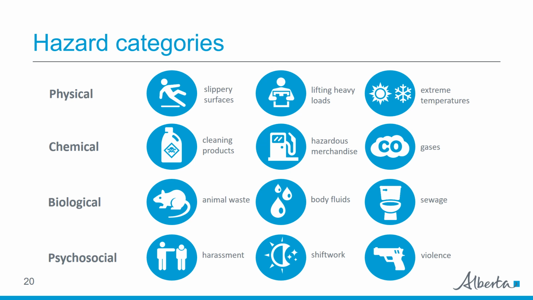Workplace hazards can also be grouped into 4 categories. Physical hazards, for example, slippery surfaces, lifting heavy loads, or extreme temperatures. Chemical hazards, for example, cleaning products, hazardous merchandise like diesel fuel, or gases like carbon monoxide. Biological hazards, for example, animal waste, bodily fluids, or sewage, and psychosocial hazards, for example, harassment, shift work, or violence. Note that more than one category of hazard may be present with each task.